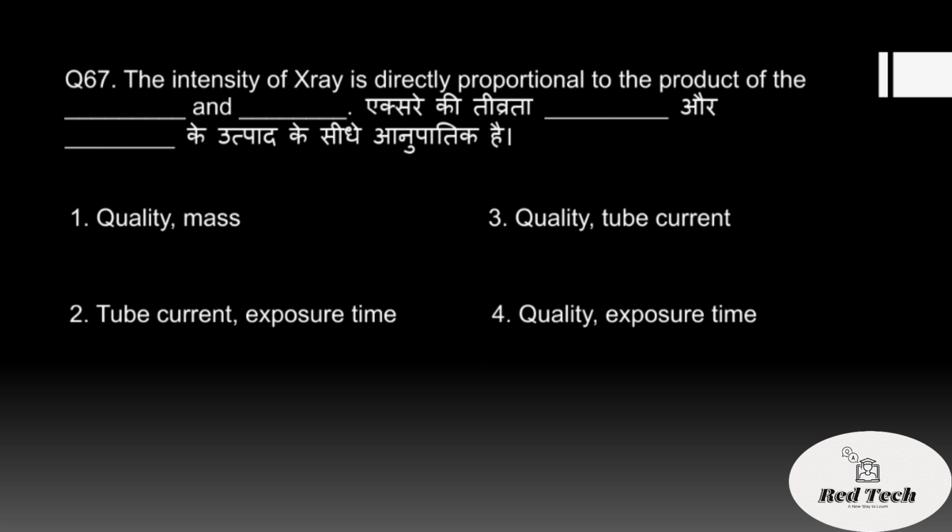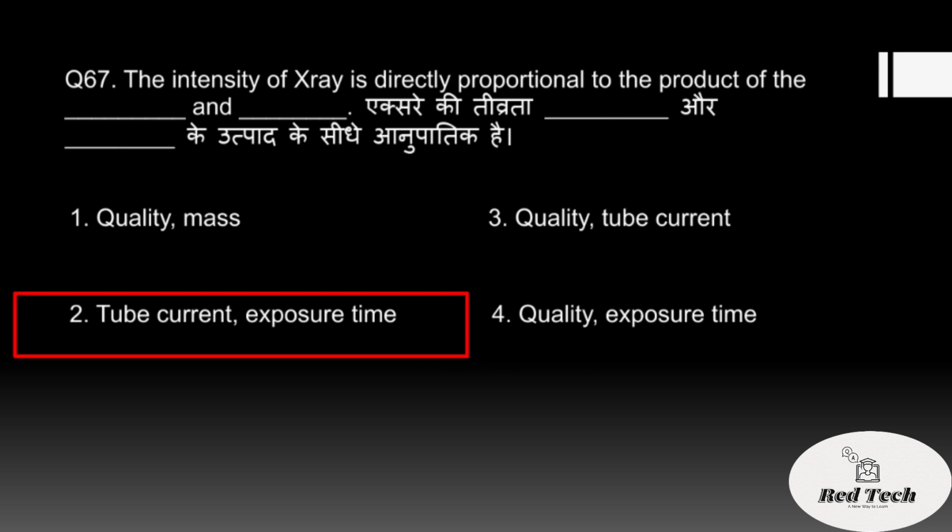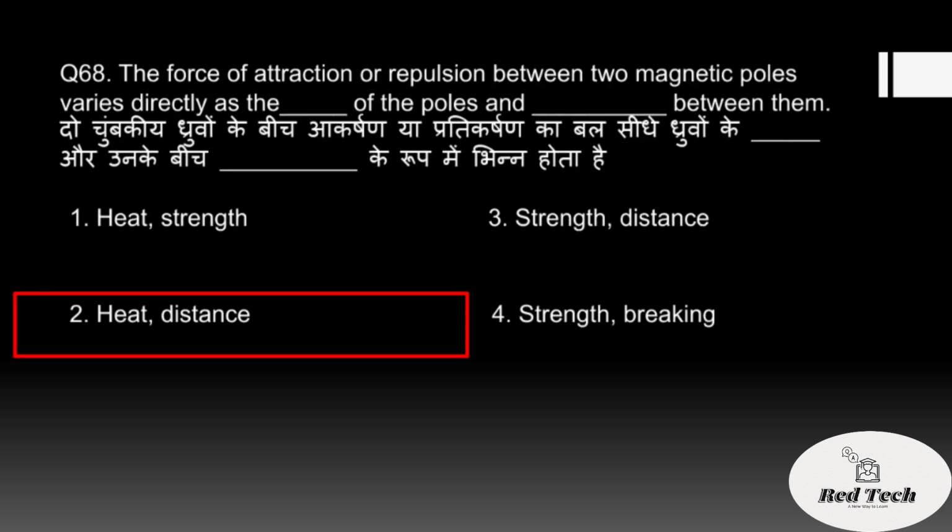So the right answer is option number 2. Directly proportional means when one thing is increasing, the other thing also increases. So here the right answer is option number 2, tube current and exposure time. When you increase the tube current, it also increases the X-ray intensity itself.